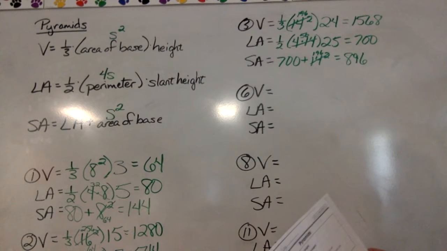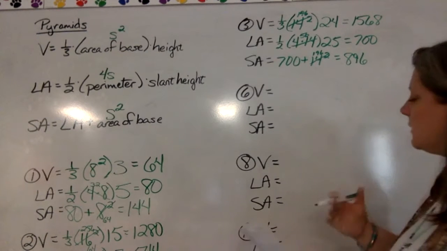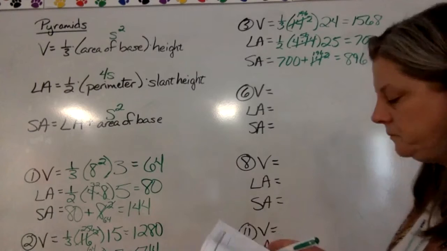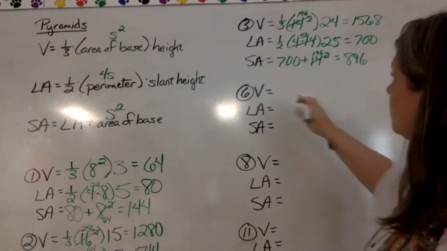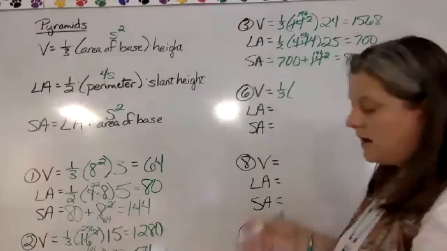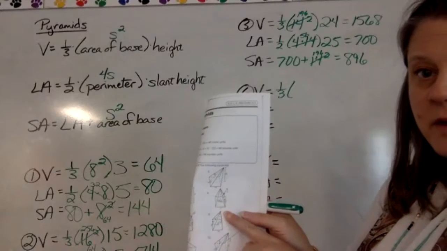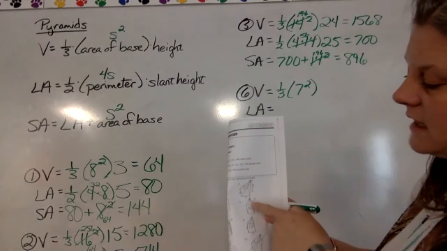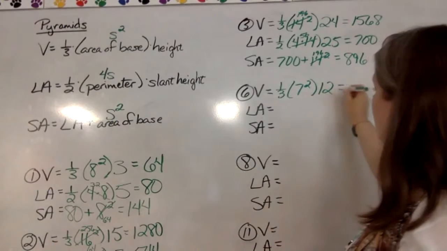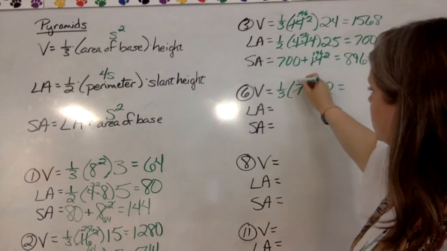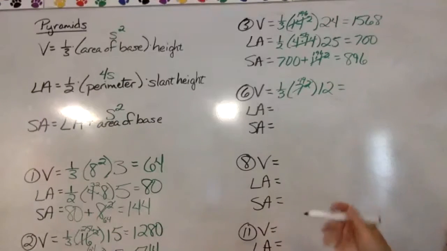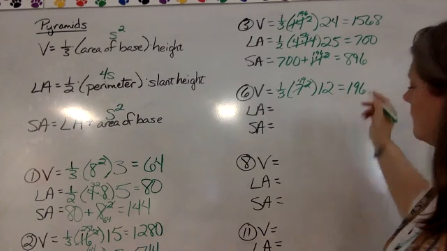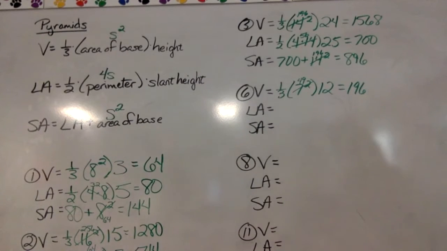Now you'll notice I skipped to number 6. Number 6, I wanted to make sure that's one of them I did with you because it has a fraction in there, and I know how much y'all love fractions or decimals. So I wanted to do that one with you. We're still doing the same concept. For your volume, it's 1/3 times the area of the base, which on number 6, the base sides of the square are 7. So I have 7 squared times my height. My height is the one on the inside, which is 12. And I just multiply that together. So I know 7 squared is 49. So I have 1/3 times 49 times 12. I'm getting 196 for my volume for number 6.